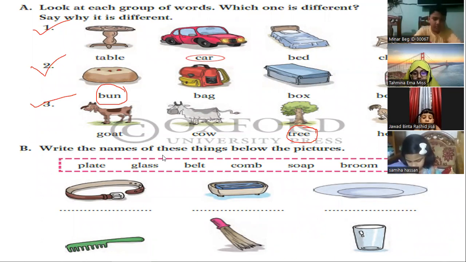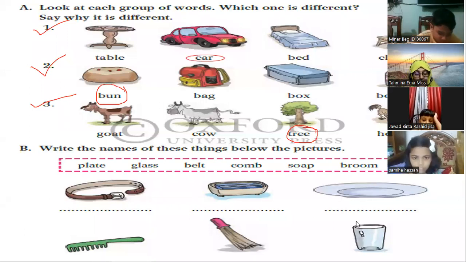I said write down the names of these things below the pictures, which means the words are given here for you. From here, you will take the words according to the pictures and place whichever word fits. And you cannot take more than 2 minutes for all 6, only 2 minutes time.